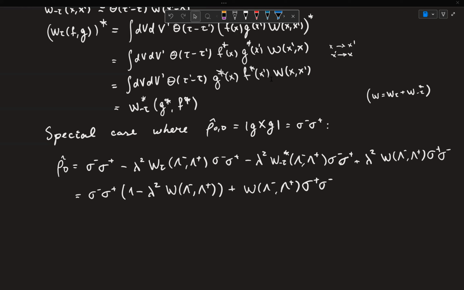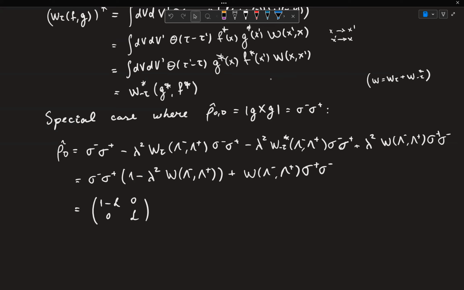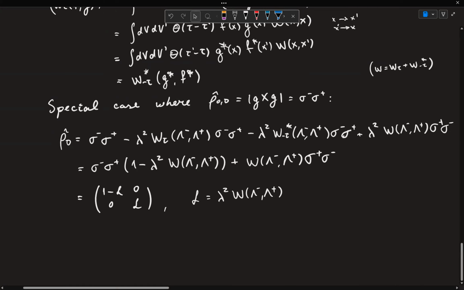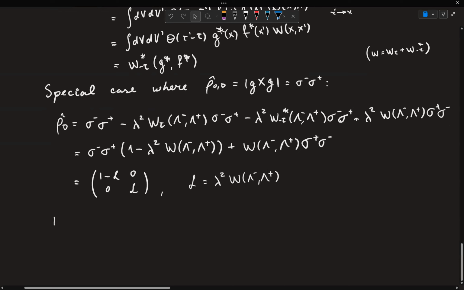But basically, going back to matrices, what's happening here is we have something that looks like this. This is the projector in the ground state, which I'm denoting as the first element of the basis, and the other one is the projector in the excited state, which is the second element of the basis. And this L term here is basically the lambda squared W lambda minus lambda plus.